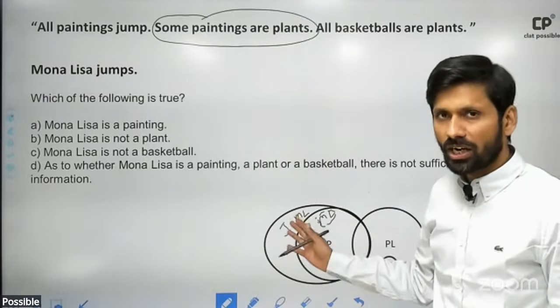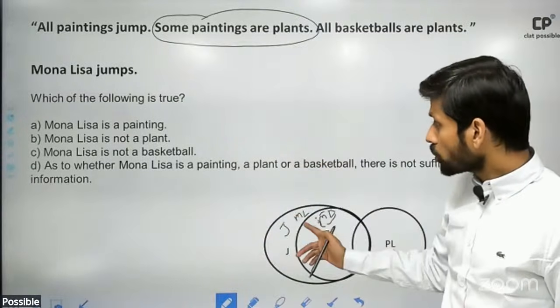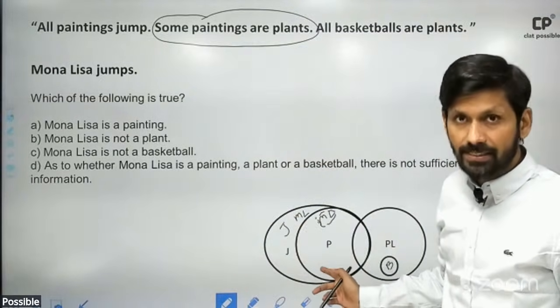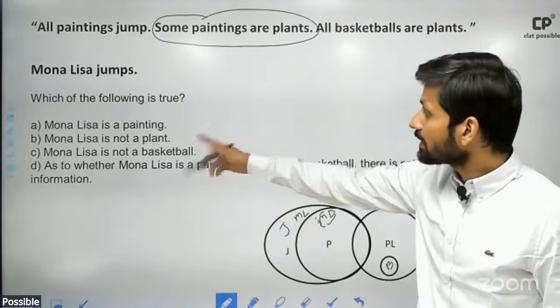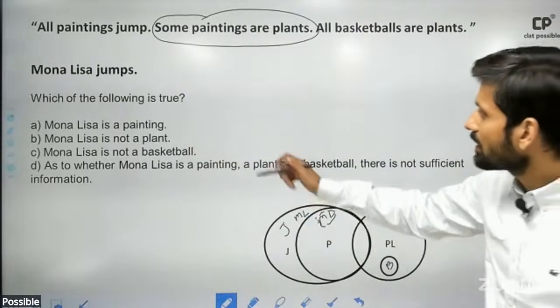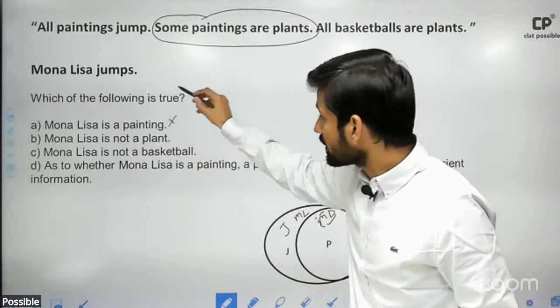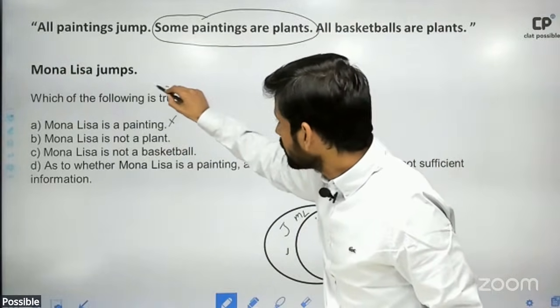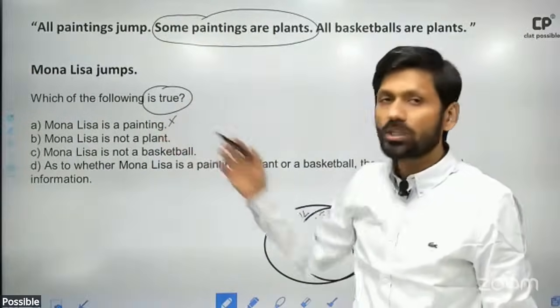So therefore, Mona Lisa, we are drawing in the outer circle only. So we are not sure if Mona Lisa paints. Okay, so Mona Lisa is a painting, right? We are not sure. So this is cross for us because it asks us which one of the following is true, and this is only a possibility.